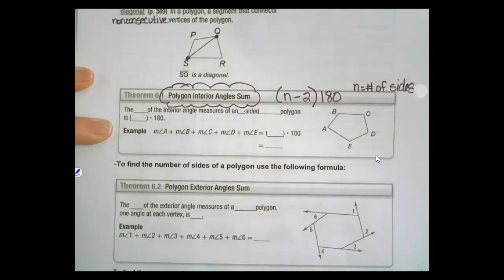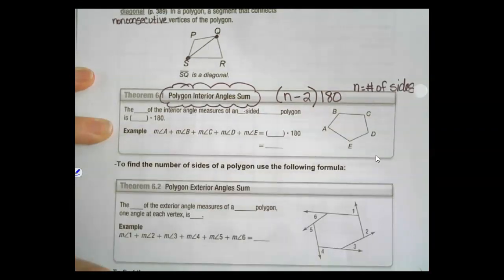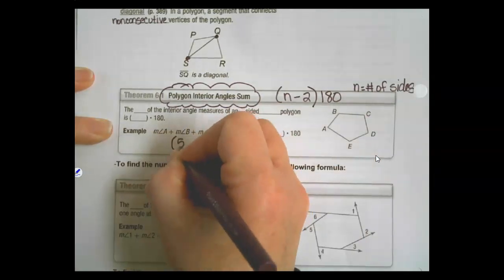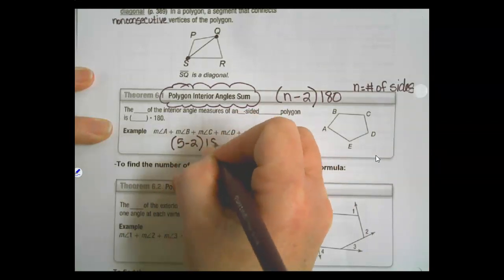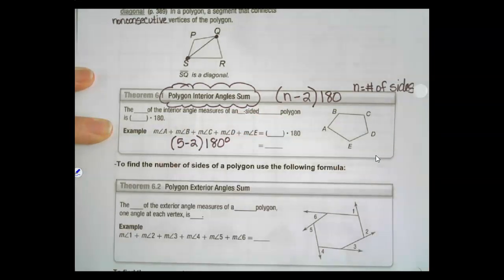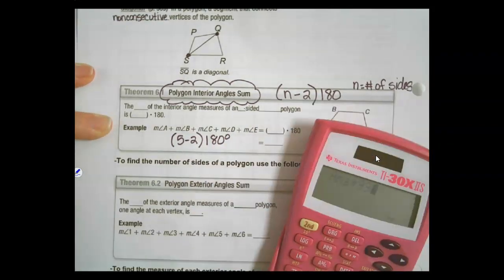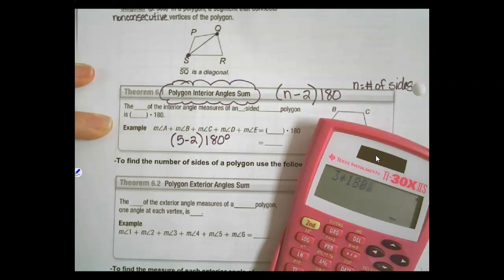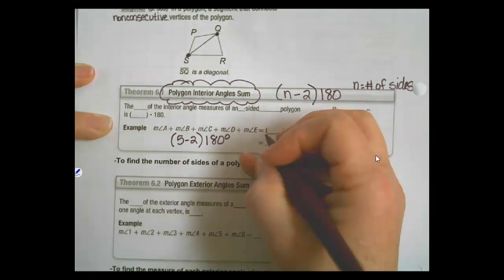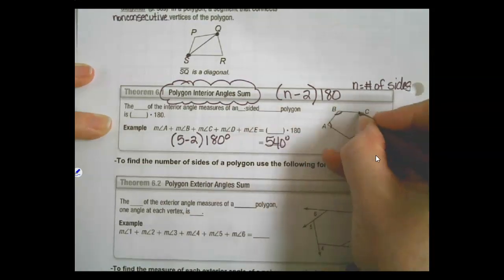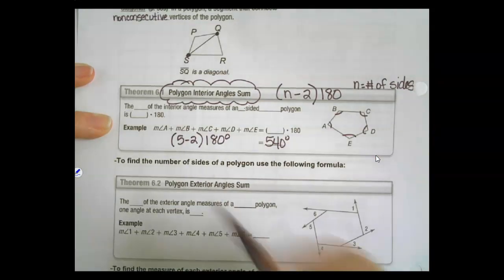We know in a triangle it's 180. So I'm going to do this part here, which is a 5-sided figure. So we're going to say 5 minus 2 times 180 degrees. And if you have your calculators out, which I do not, that's basically just 3 times 180, which is 540 degrees. That is the sum of all of these together, adding all those up.